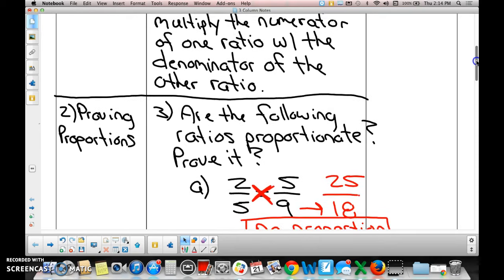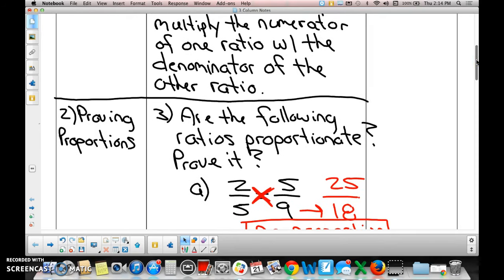Proving proportions. How do you prove a proportion? AJ, how do you prove it? How do you prove if something is a proportion? If what is equal? No, how do you prove that two ratios are proportionate? Cross product. Use cross products. And what if their cross products are equal? What is true of the two ratios?